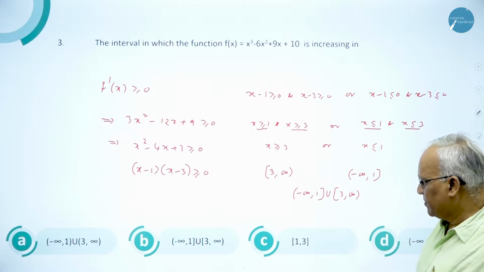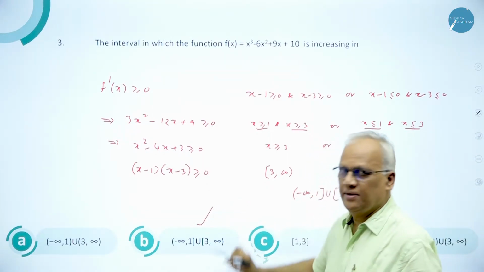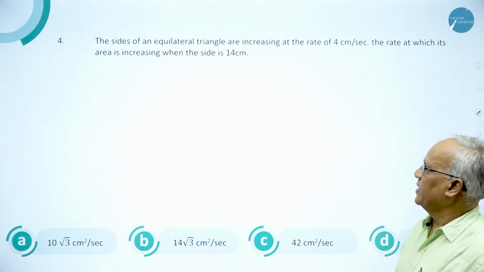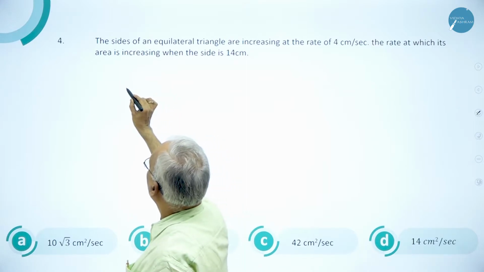So, where is that answer? Minus infinity to 1, 3 to infinity. So, the answer is B. Okay, go to the next question. The sides of an equilateral triangle are increasing.